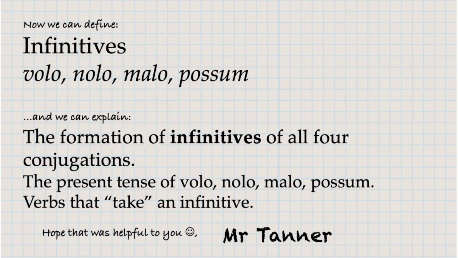Okay, just to recap. Now you can define what infinitives are, and you can translate volo, nolo, mālo, and possum. And you can explain the formation of infinitives of all 4 conjugations, and the way that the present tense of volo, nolo, mālo, and possum are formed. And you can explain the expression verbs that take an infinitive.